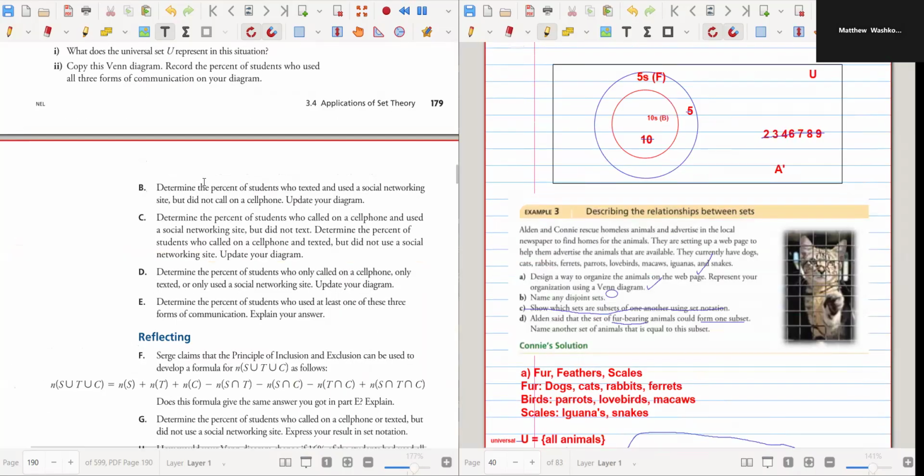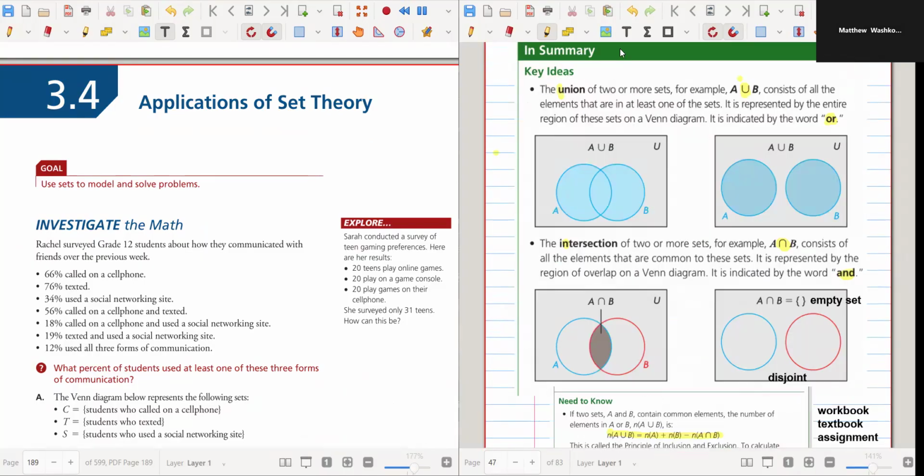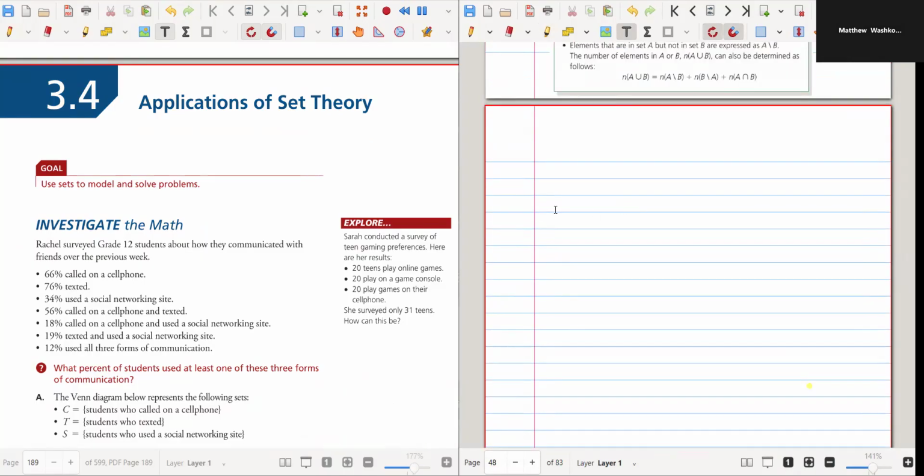Okay, folks. So now what we're going to do is go to section 3.4. Sorry, actually 3.4, this is applications of set theory. It is at this point where, if you have been using AI to really help you with your homework, it's going to break here. It's not going to do that well.